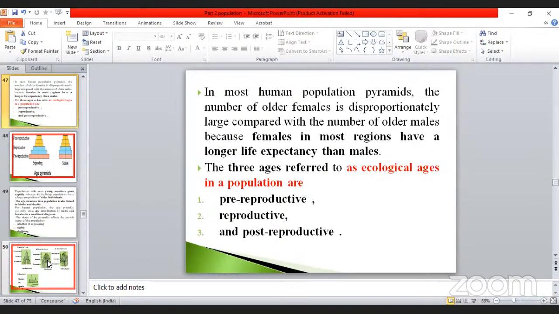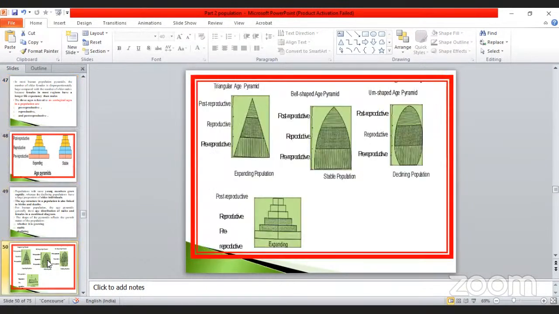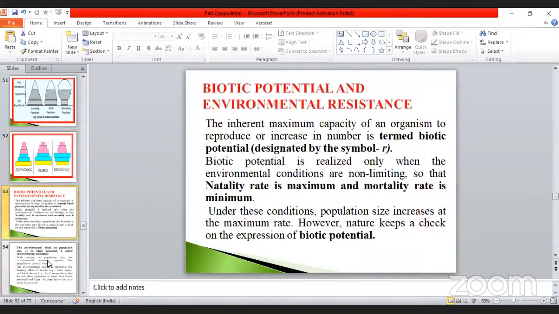How will it be calculated? The ecological ages of the populations are referred to in 3 ages: pre-reproductive, reproductive, and post-reproductive. They are also represented graphically and may be divided into 3: triangular age pyramid, bell-shaped age pyramid, and urn-shaped age pyramid, showing expanding, stable, and declining populations. And biotic potential and environmental resistance, denoted as R. These we already discussed.